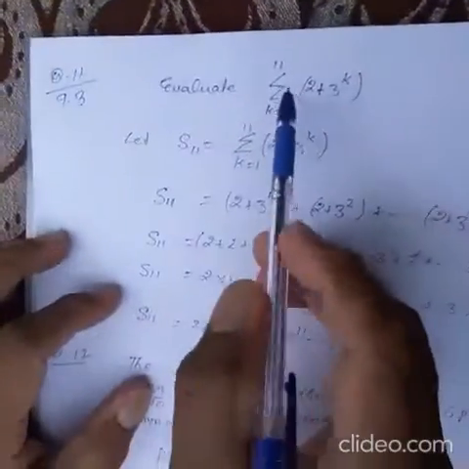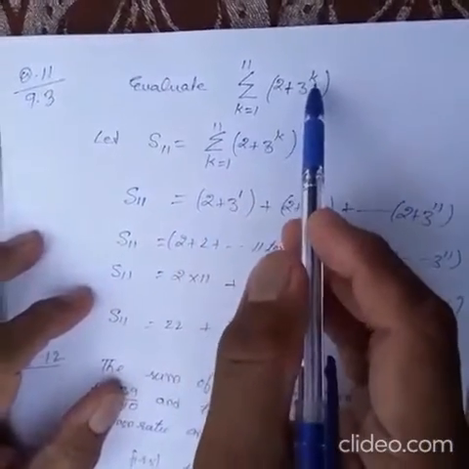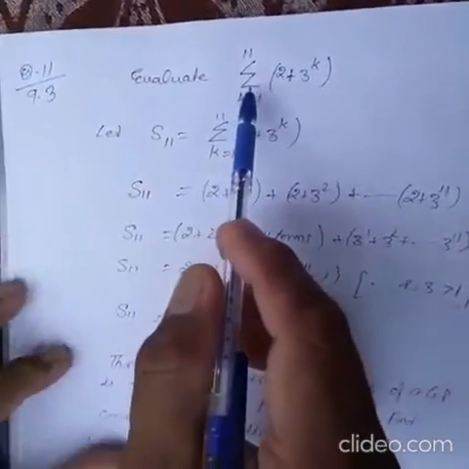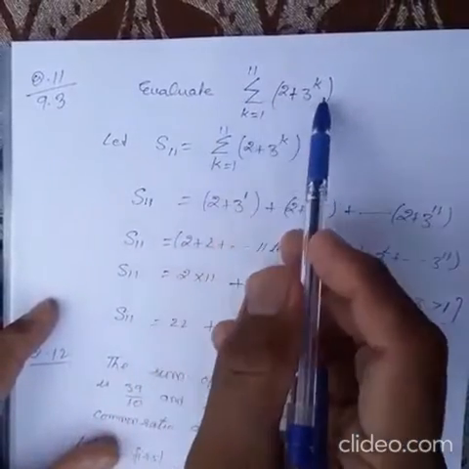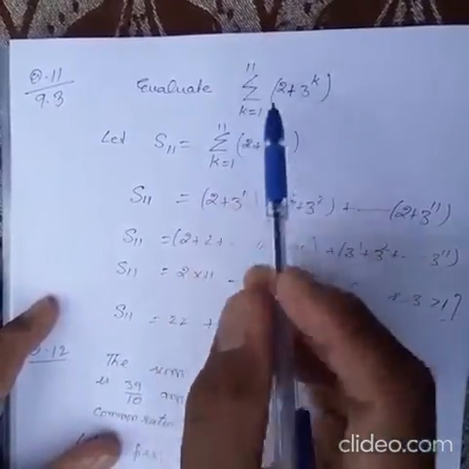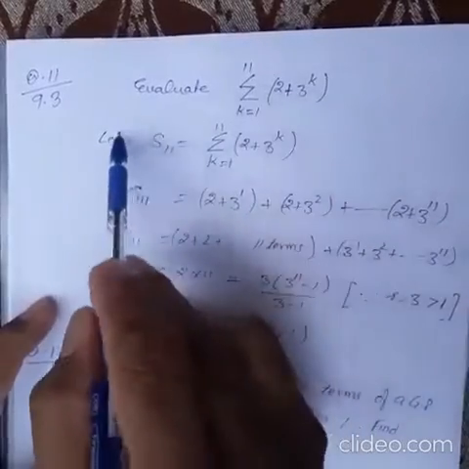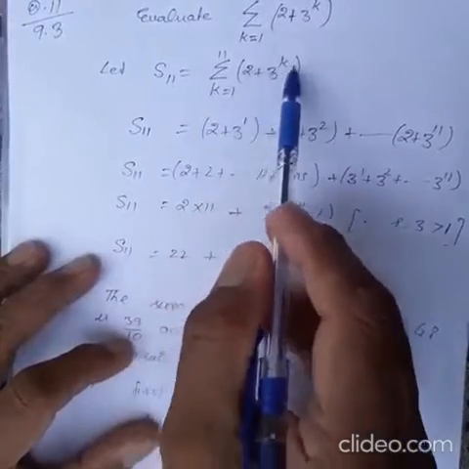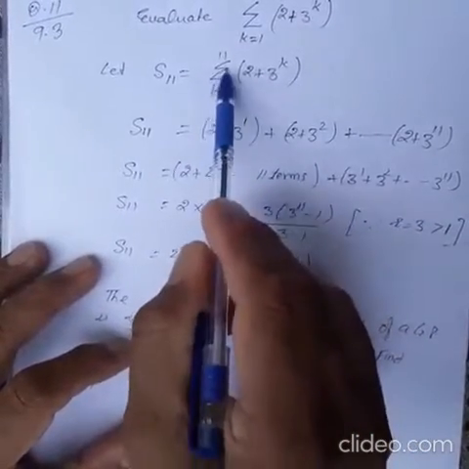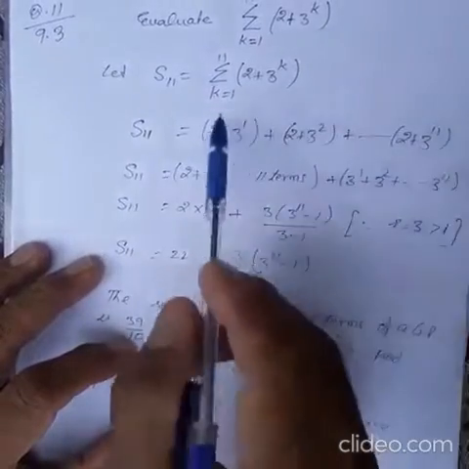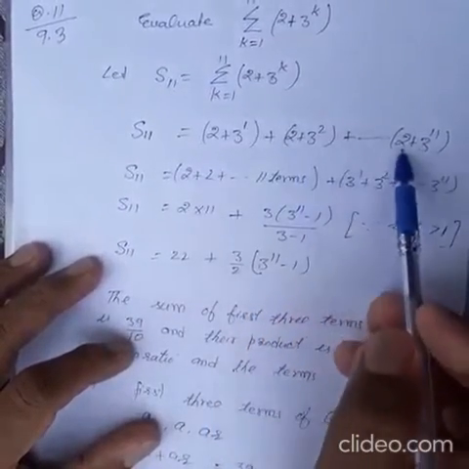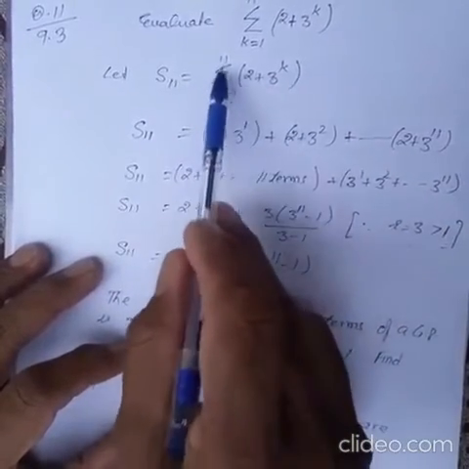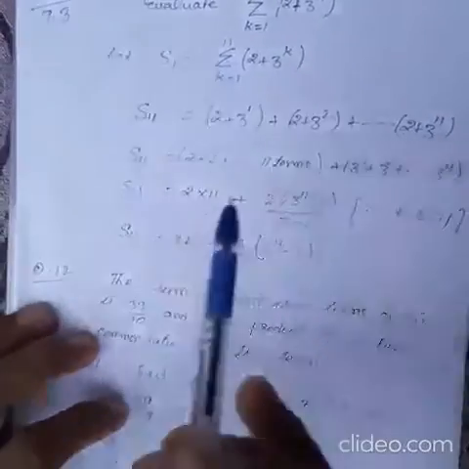Evaluate the summation of 2 plus 3 raised to the power k, where k varies from 1 to 11. This symbol stands for the sum of all terms where k varies from 1 to 11. Let this be equal to S11. By changing the value of k, we first replace k by 1, so this is the first term. Summation means we add all these terms, put k equal to 2 and so on up to k equal to 11. So this is the sum of 11 terms.